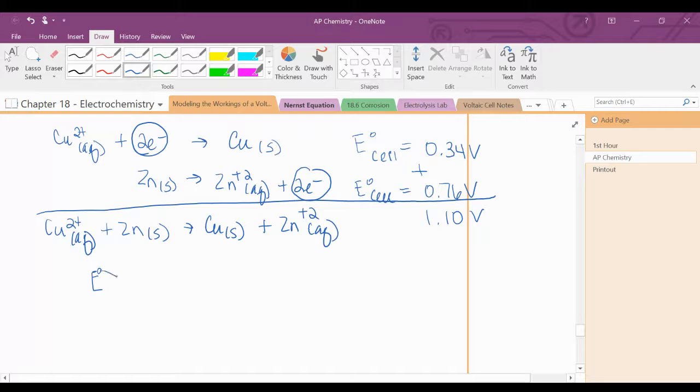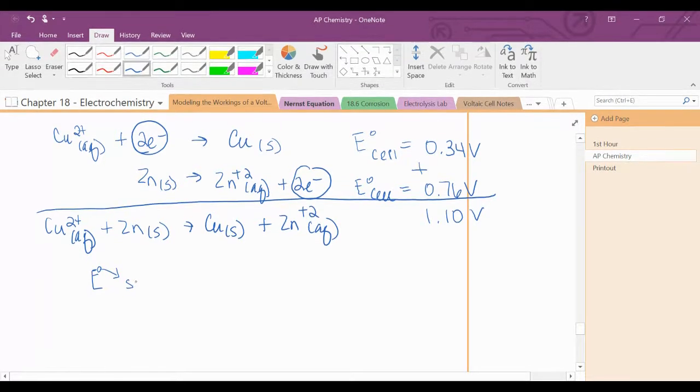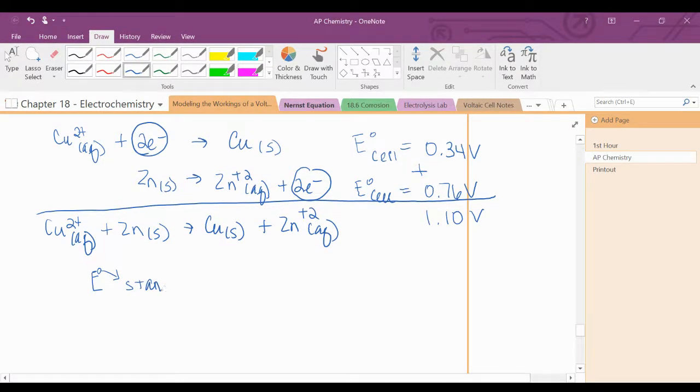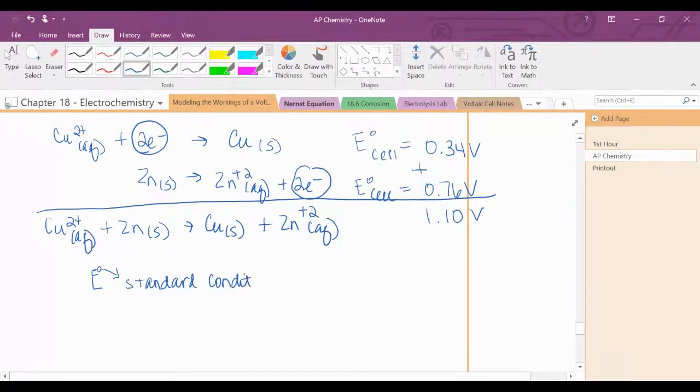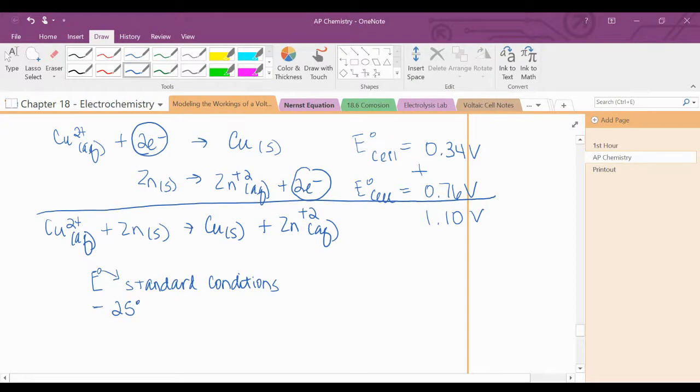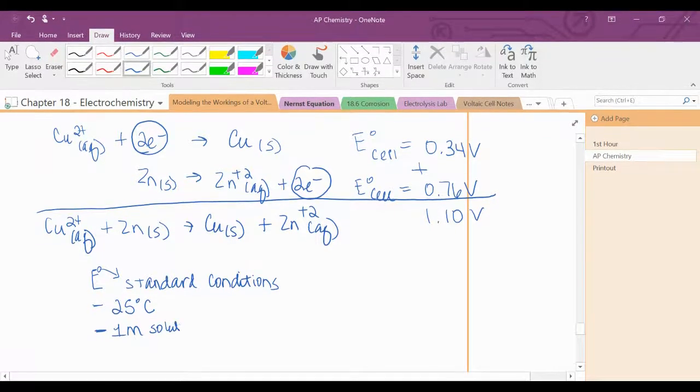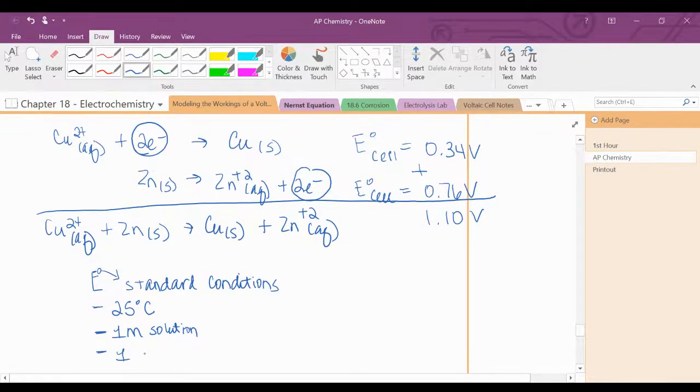So let's talk about this little degree symbol that I drew here. This means standard conditions. And standard conditions means the following. It has to take place at 25 degrees Celsius. If you have a solution, it is a 1 molar solution. If you have a gas, it's at a pressure of 1 atm.